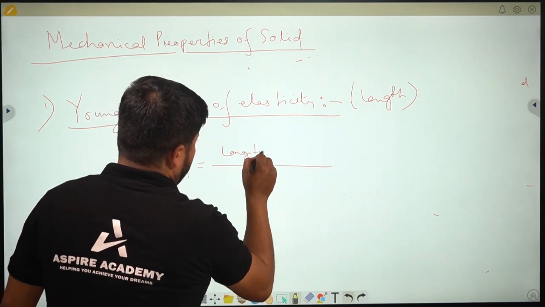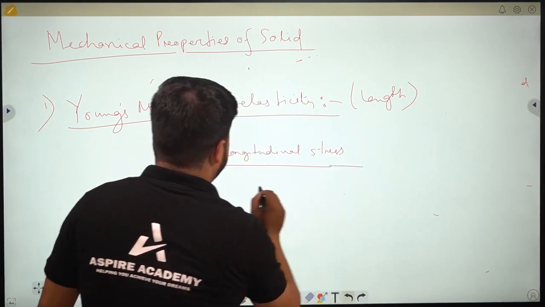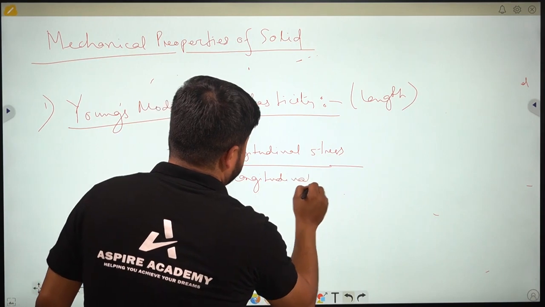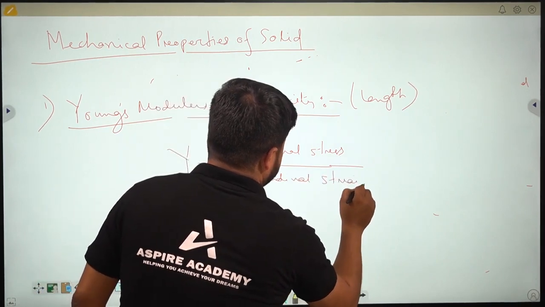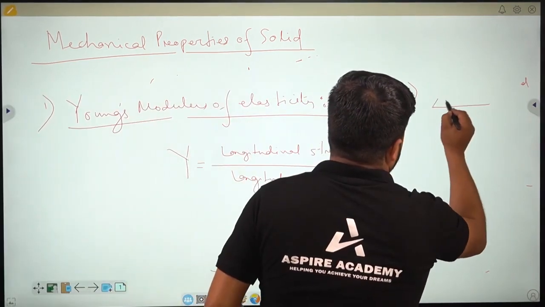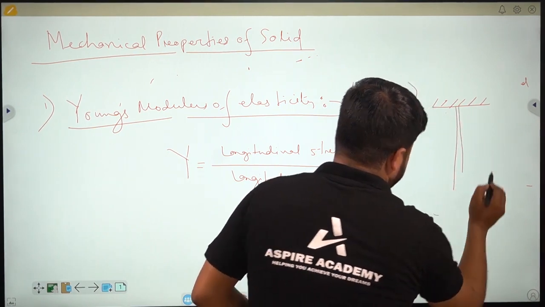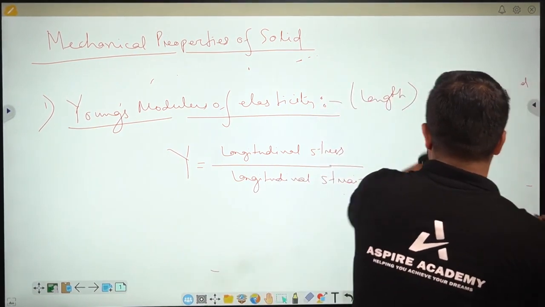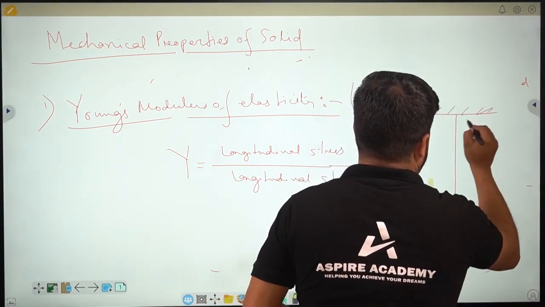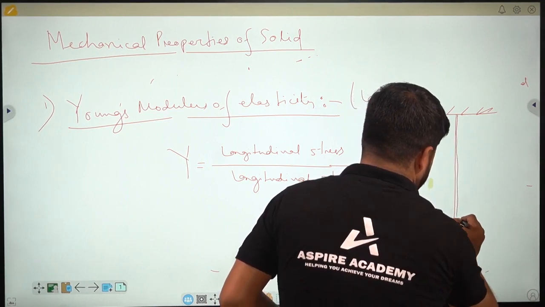longitudinal stress divided by longitudinal strain. So this is called Young's modulus of elasticity. If we consider a wire, there is a wire, we consider a wire like that of length L, the wire of length L.